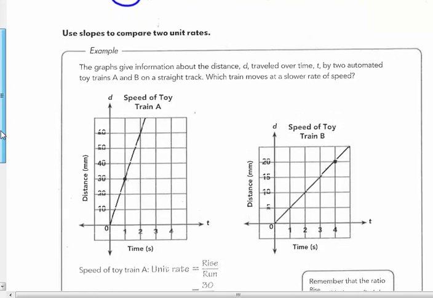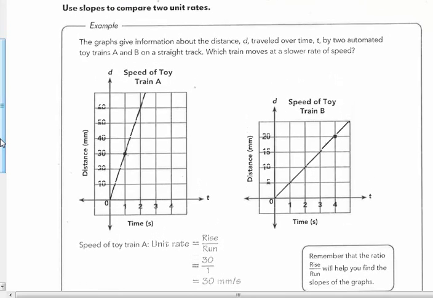Use slopes to compare two unit rates, because as we learned in 7th grade, a unit rate, y over x equals that k, that constant of proportionality, was called the unit rate last year. This year we're going to be calling it slope, and we use the letter m to represent that slope.